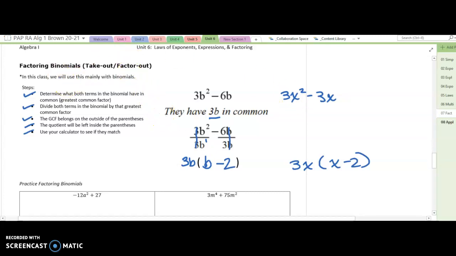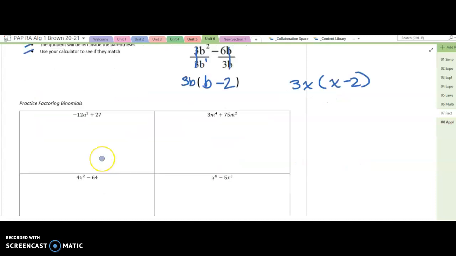All right, so we have, let's see, negative 12a squared plus 27. Okay, so we have just one a term here. We have an a squared term here, and there's no a in the 27. So we need to know what our greatest common factor is between negative 12 and 27.